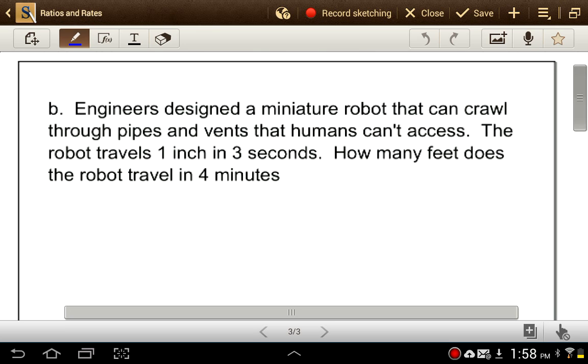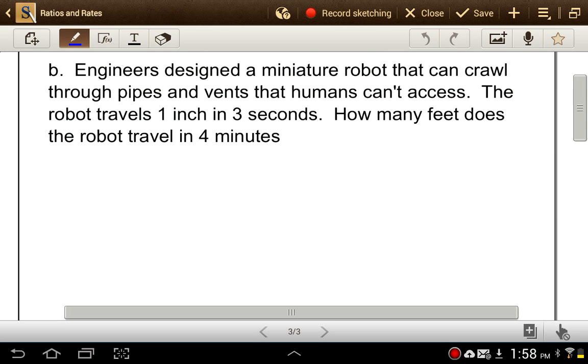Still part of our equivalent ratios. It's just another example with a little bit more things. So we have all this about a robot, and it's 1 inch in 3 seconds. Now I use the word "in" instead of "per" or "to" or whatever. It means the same thing, so you have to be able to understand that.